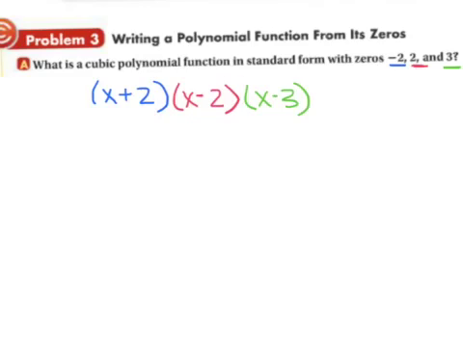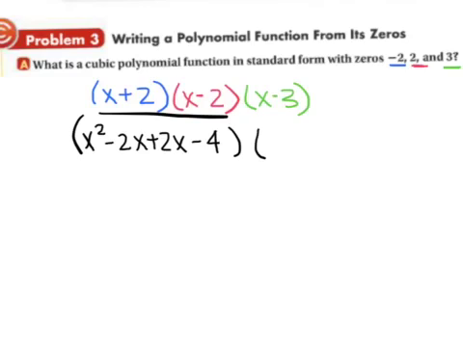The question is asking, what's the cubic polynomial with these zeros? So once we have our factors, to go back to the polynomial, we just have to multiply them all together. So it's just FOIL, the distributive property. That's all we have to do. So I'm going to multiply these two together first to get x squared minus 2x plus 2x minus 4. That simplifies to x squared minus 4 times x minus 3.